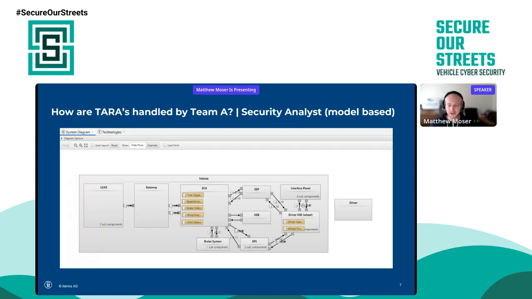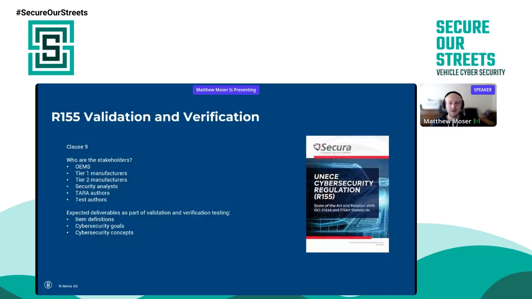As part of completing a TARA, cybersecurity goals and claims will be made, and while that's good to have, that isn't enough, as we were seeing in our image earlier. You need to be able to validate and verify them through a testing suite as part of R155. And that leads us to the second challenge, being R155 validation and verification.